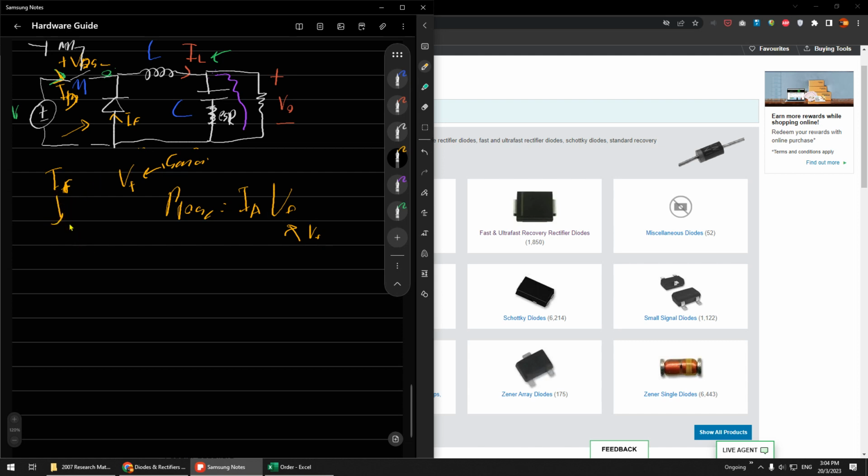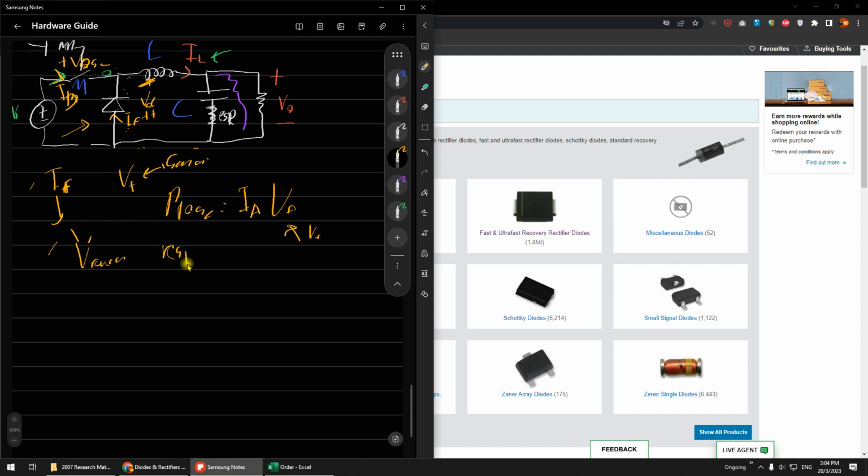And then I forward, and then V back, I think. V reverse of the diode. Make sure that when this turns off, it can withstand the voltage crossing the VDS. VAC, I think it's called. This one is minus, this one is plus. So you have to consider these.